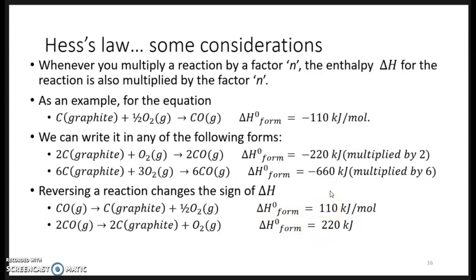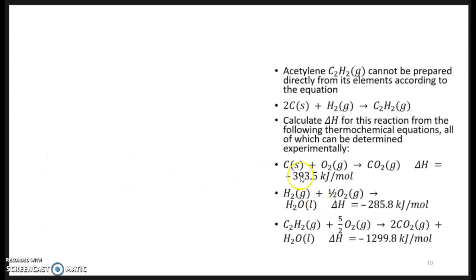So a quick example of how to use Hess's law. Acetylene cannot be prepared directly from its elements according to that equation. So this is an equation of formation for acetylene, but it usually cannot be prepared. However, we have to calculate the change in enthalpy for this reaction from the following thermochemical equations. Remember, a thermochemical equation has the equation written with the species given in their states, gas, gas, solid, and the delta H for the reaction given.